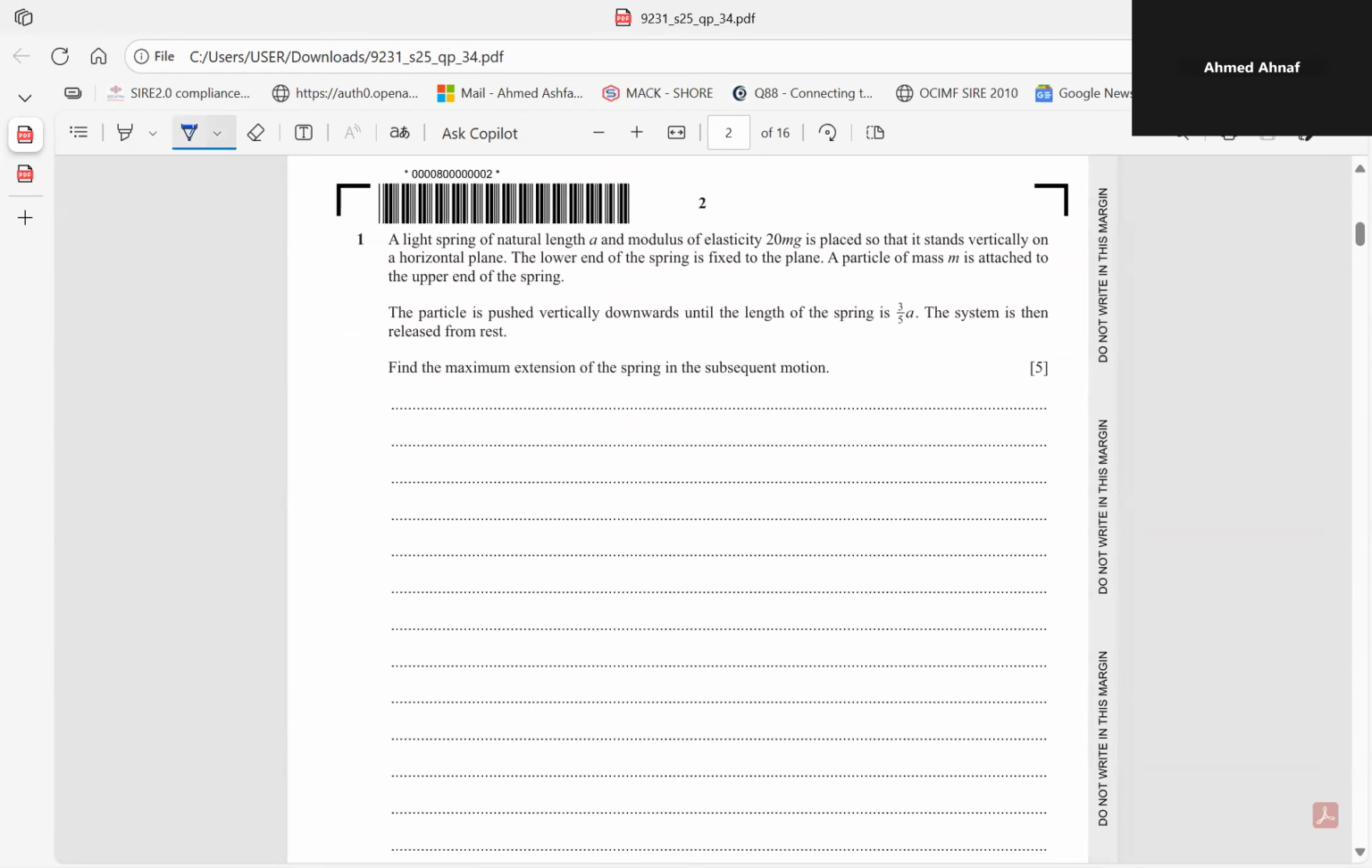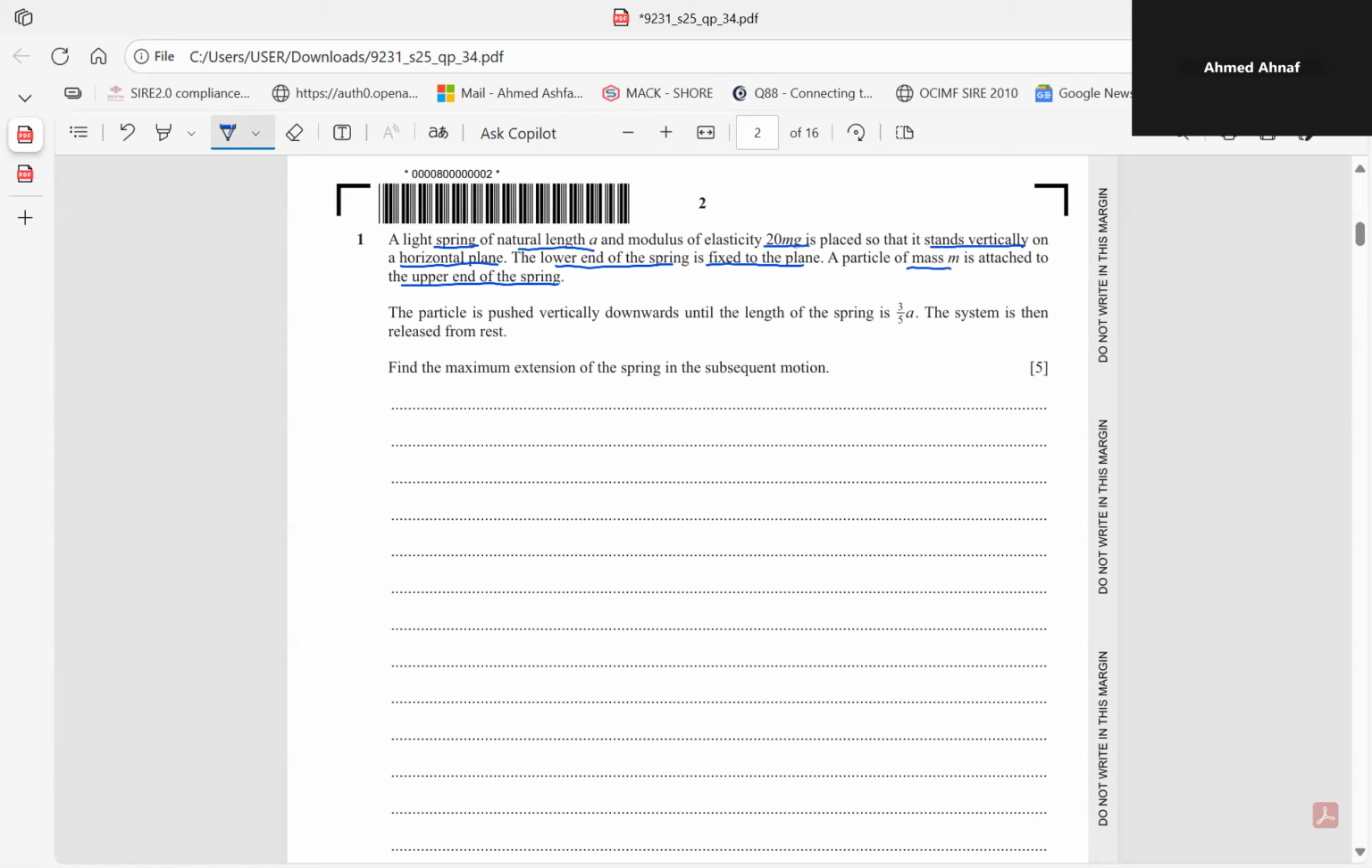Okay, so for the first question, we're told that a light spring, so that means you can compress it or extend it and you'll still have elastic potential energy, of natural length 2a and modulus of elasticity 10mg, is placed so that it stands vertically on a horizontal plane. And we're also told that the lower end of the spring is fixed to the plane. And then we're also told that a particle of mass m is attached to the upper end of the spring.